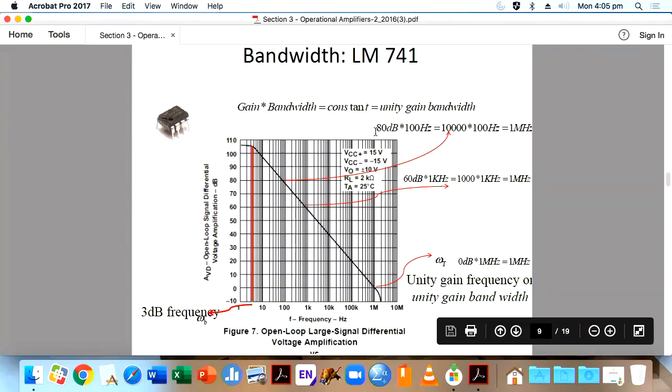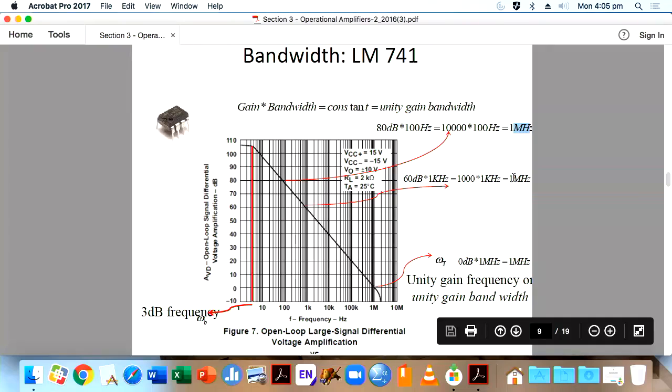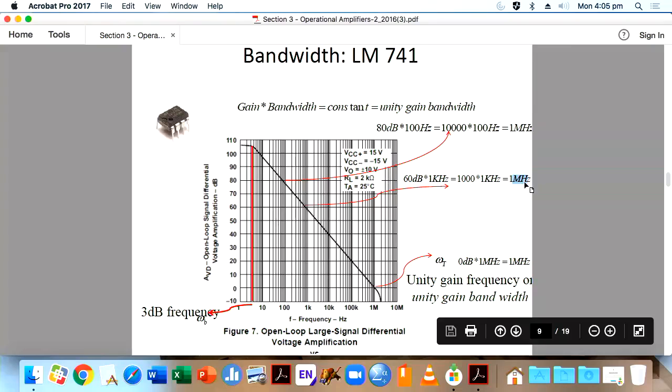100 hertz. So 80 dB into 100 hertz, which is equal to 1 megahertz. Again you come down along this line, you come to this point, which is equal to 60 dB. 60 dB into around 1K, again you are getting 1 megahertz. So along this line, if you multiply the gain and the corresponding frequency, what you are getting is a unity gain. You know what I mean?